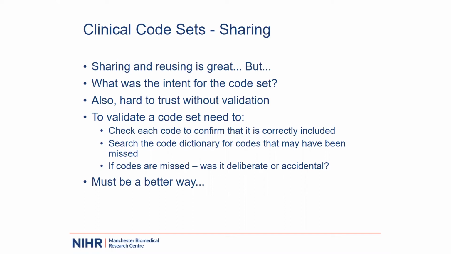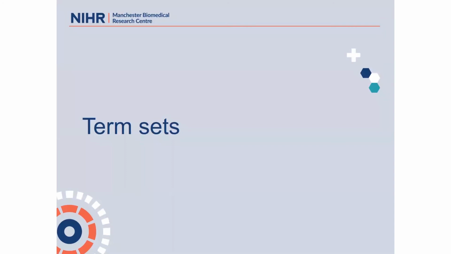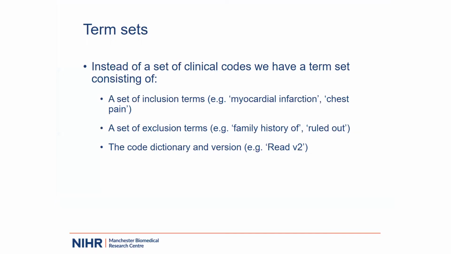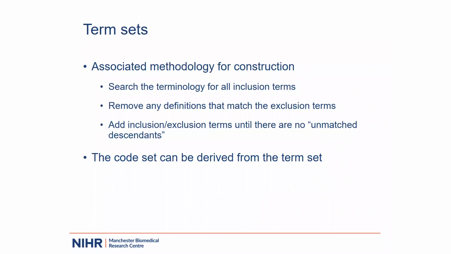So a couple of years ago, I thought, well, there must be a better way of doing this. And so the final thing I'm going to do is introduce what I call term sets. Instead of a set of clinical codes, we have a term set. So we have a set of inclusion terms, things that I want to search for. It's fairly simple: we search the terminology for all those inclusion terms, so anywhere the term myocardial infarction or chest pain appears, and we get those codes.